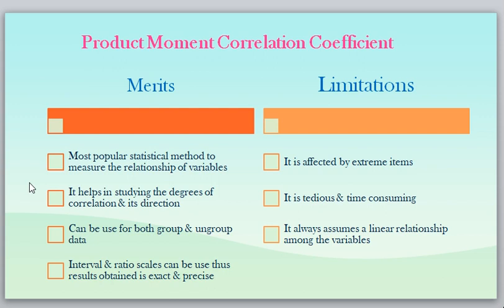The next is that interval and ratio scales are used in the product moment correlation coefficient. Therefore, the results obtained are more precise and exact. Next is the limitations. We can see that it is affected by extreme values, since it uses both grouped and ungrouped data, and extreme values affect the results. Next, it is tedious and time consuming. And next, it always assumes a linear relationship among the variables. This is one of the limitations, because there can be cases where there is a non-linear relationship between the variables also. In that case we cannot use product moment correlation.